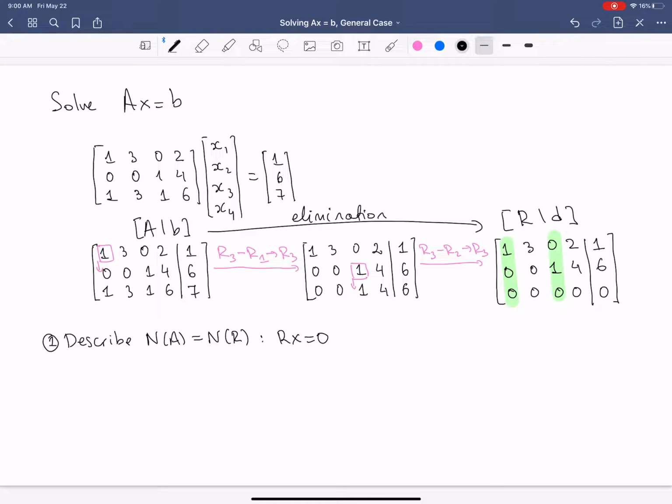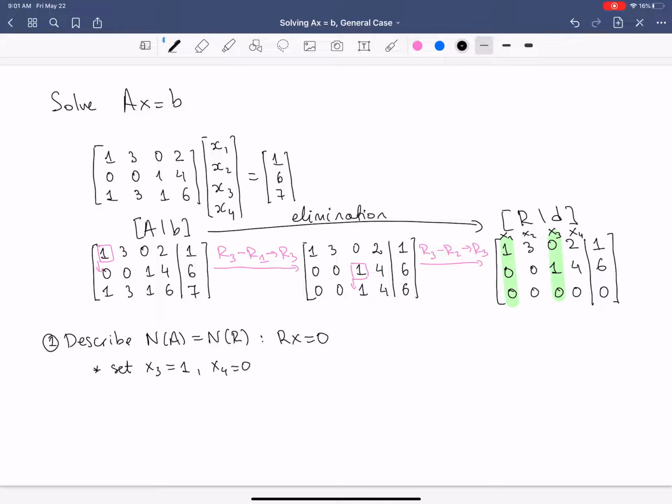Okay, so the columns in green are the pivot columns, the other ones are the free columns. So the variables, I'll write them here. The first column corresponds to x1, the second to x2, the third to x3, the fourth to x4. Remember, when we look at Rx equals 0, we don't look at the column d, because that's non-zero solutions. So to find the special solutions, the first step would be to set, say, x3 to 1 and x4 to 0.